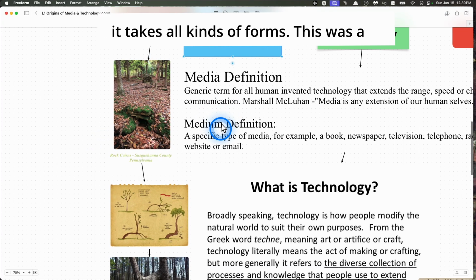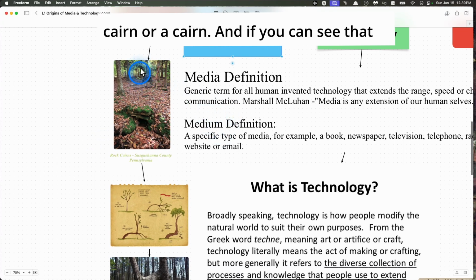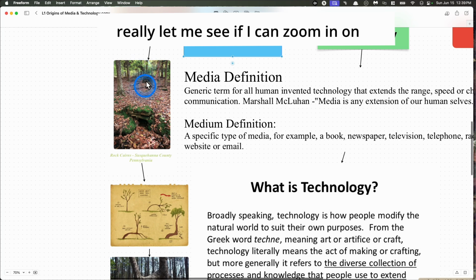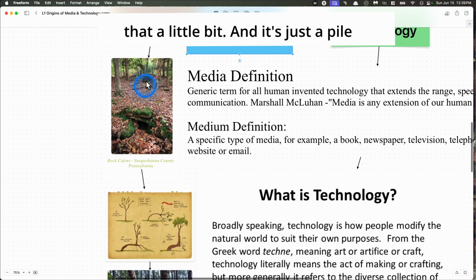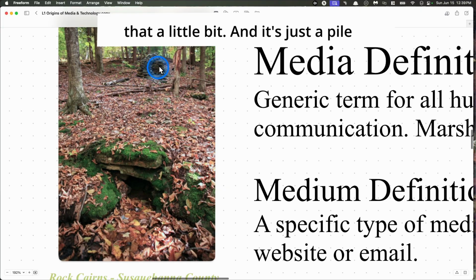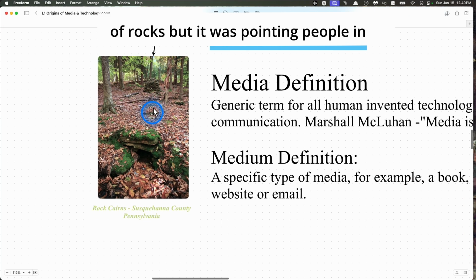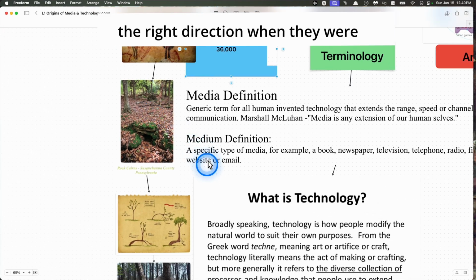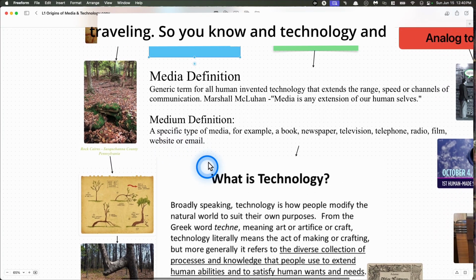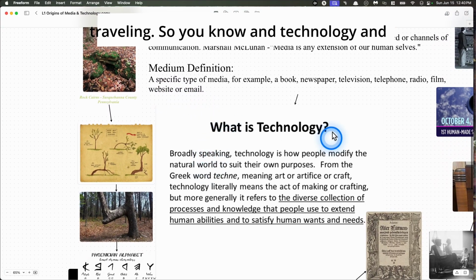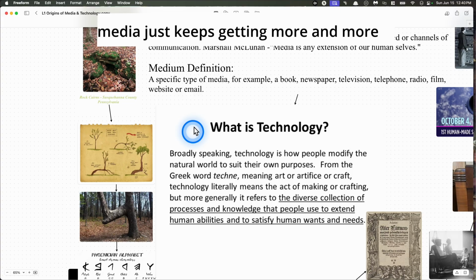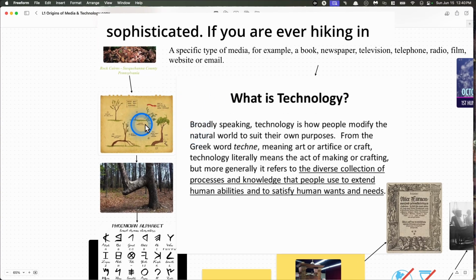It takes all kinds of forms. This was a cairn. And I don't know if you can see that really. Let me see if I can zoom in on that a little bit. And it's just a pile of rocks, but it was pointing people in the right direction when they were traveling. And technology and media just keeps getting more and more sophisticated.